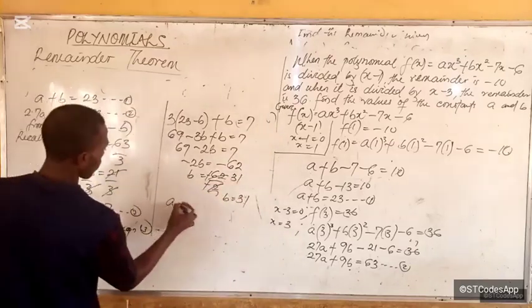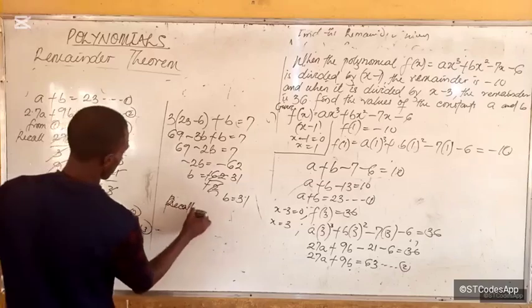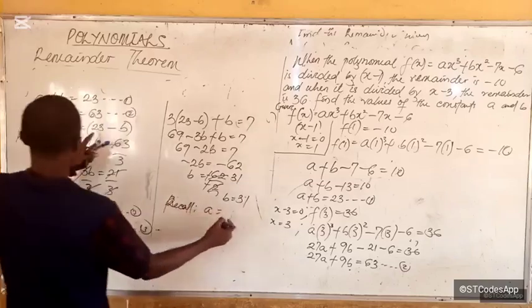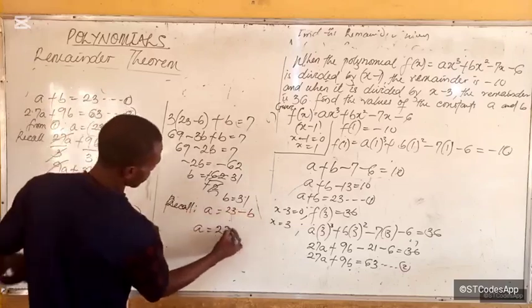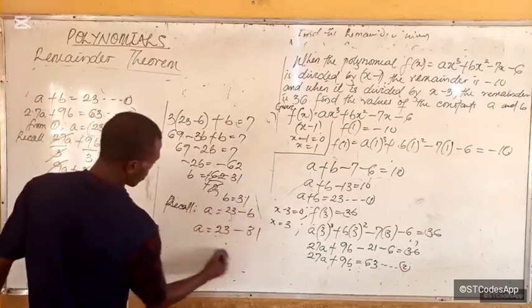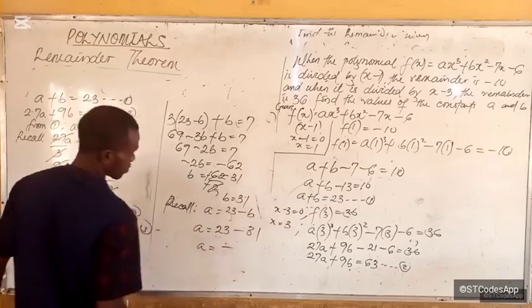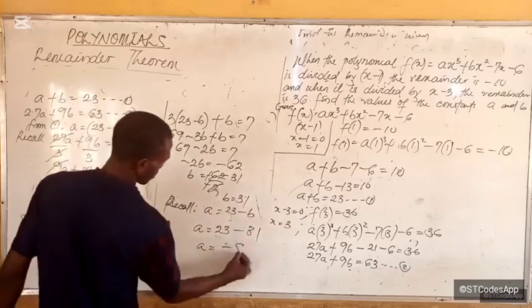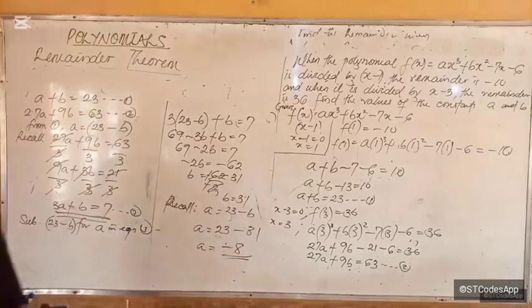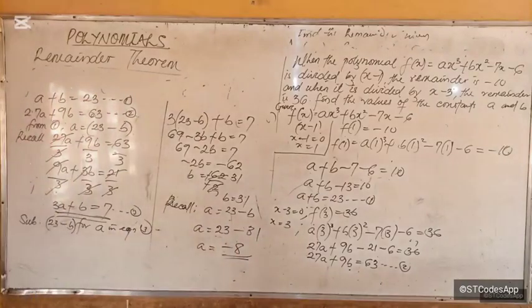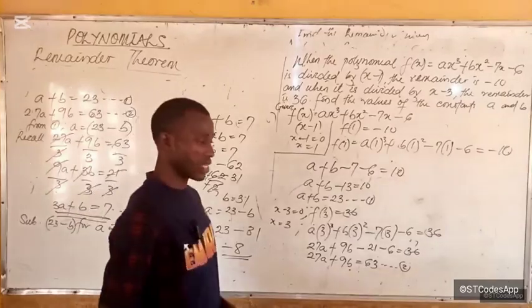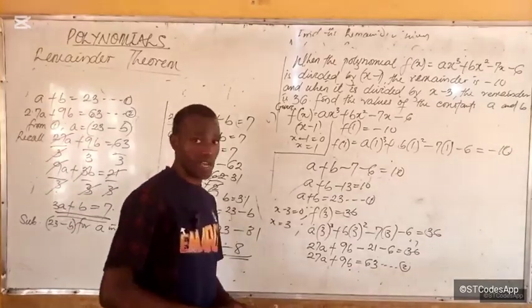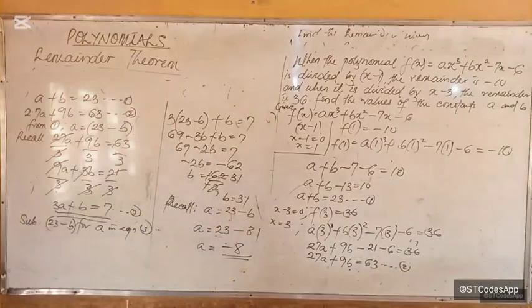So recall that a is equal to 23 minus b. So a will be equal to 23 minus, b is now 31. So a is equal to minus 8. So we have found the constants a and b. And so that will be it for the remainder theorem. Let's go to the last one, which is the factor theorem.